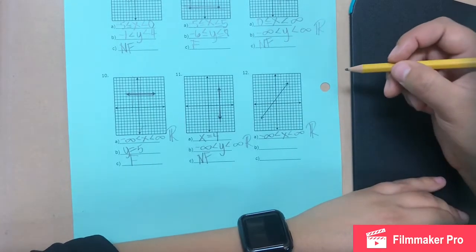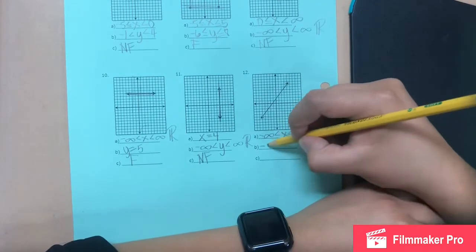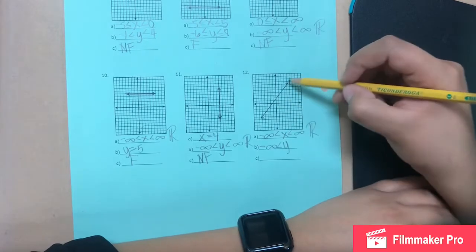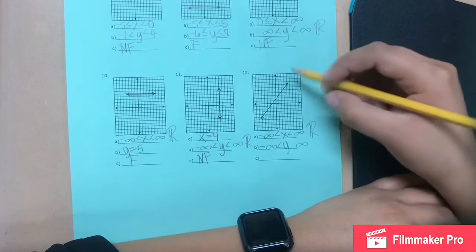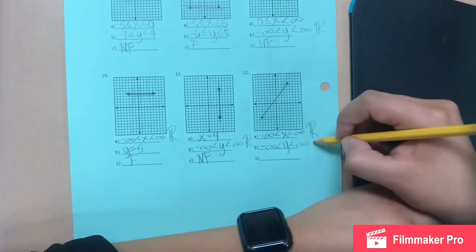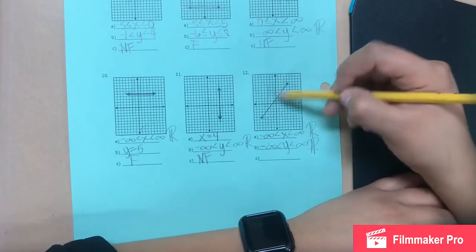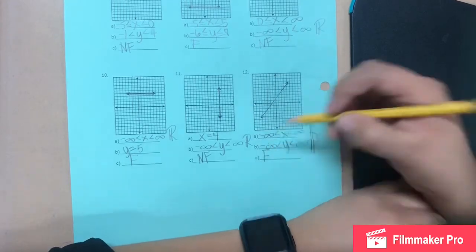If I go low to high, the lowest point is an arrowhead. That means forever and ever down, so that's negative infinity. And if I go highest point, that's an arrowhead. That's forever and ever up, so that's positive infinity. And arrowhead means also less than. Since I have negative infinity to positive infinity, that means all reals. This one would be a function because if I draw a vertical line, it would intersect only one time every time, so it is a function.